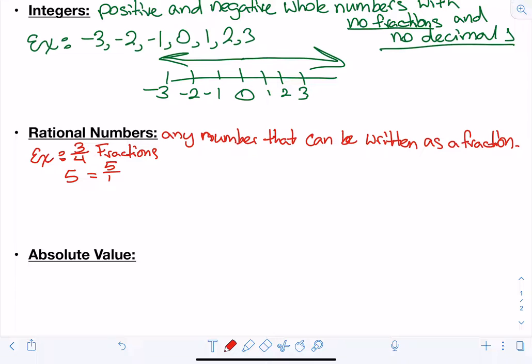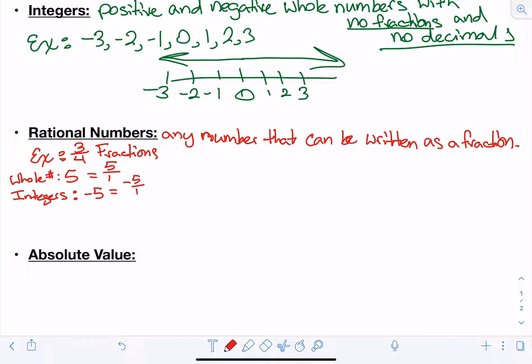Okay, so here's my whole numbers. But integers can also be written as fractions. Remember, integers are just whole numbers and the negative whole numbers. So if I had a -5, I could still write it as a fraction. So it doesn't matter if it's a positive whole number or a negative whole number. They can both be written as fractions, so they're rational numbers.